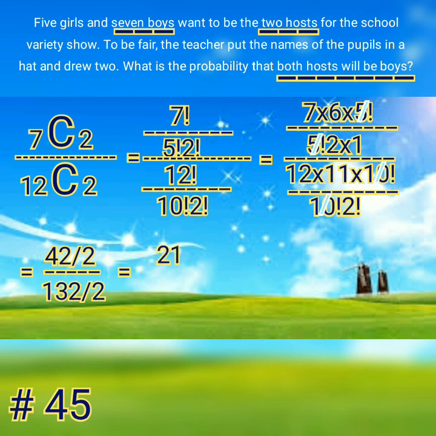This will be 21 over 66 or 7 over 22. The probability that both hosts will be boys is equal to 7 over 22.